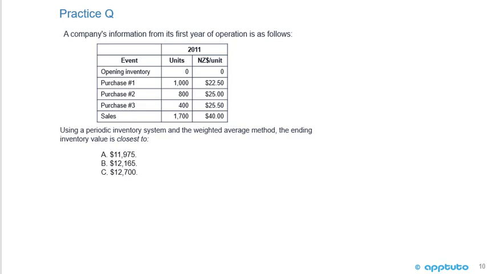So we'll just finish this LOS with a quick practice question. A company's information from its first year of operations is as follows. The opening inventory was zero. They did a purchase of 1,000 units at 22.50 New Zealand dollars per unit. Purchase number two, 800 units at 25. And purchase number three, 400 units at 25.50. They sold 1,700 units at 40. So using a periodic inventory system and the weighted average method, the ending inventory value is closest to A, 11,975, B, 12,165, or C, 12,700.